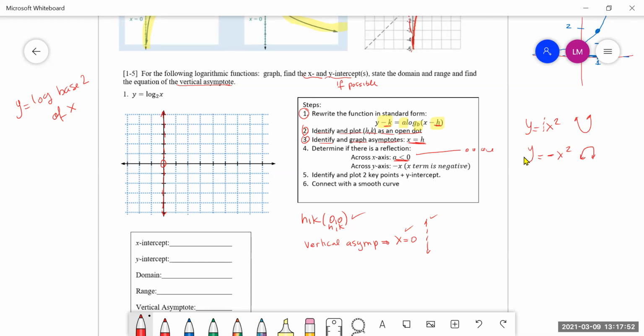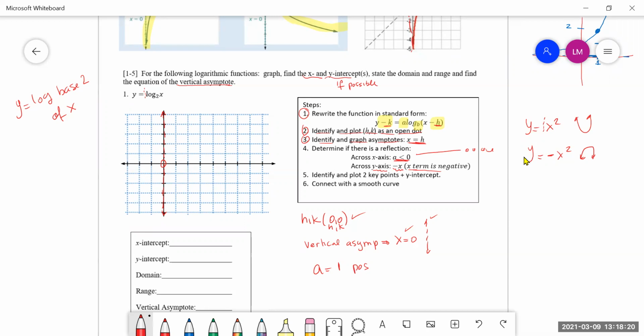If the x term is negative, that means we're going to cross over the y-axis. So when I look over here, my invisible number 1 in the front is my a value, which is positive. So there is no reflection at all. We're just going to keep the graph smooth the way it is to the right. Okay.